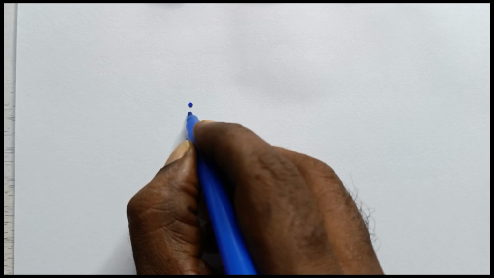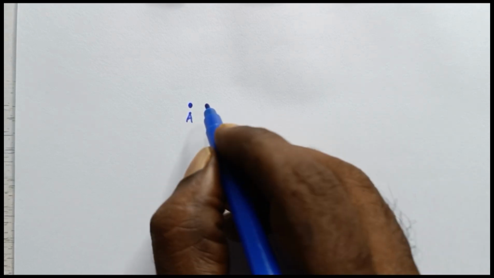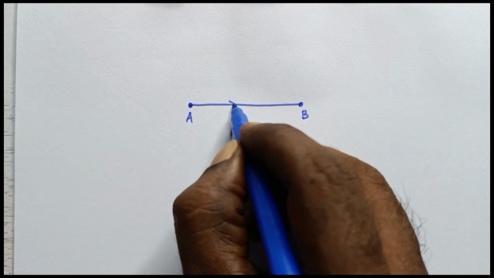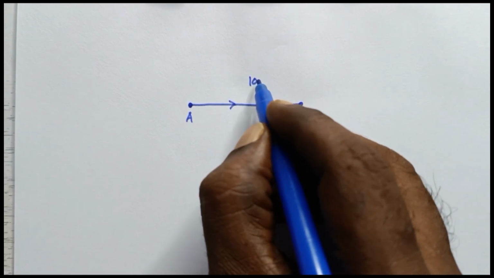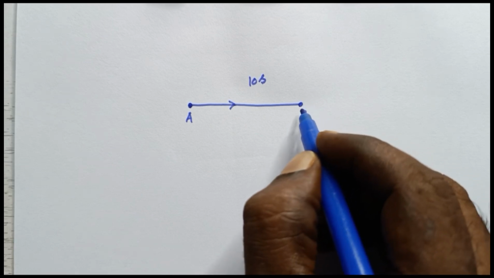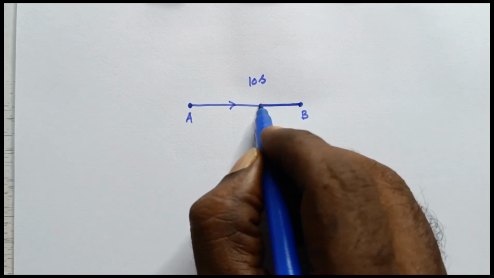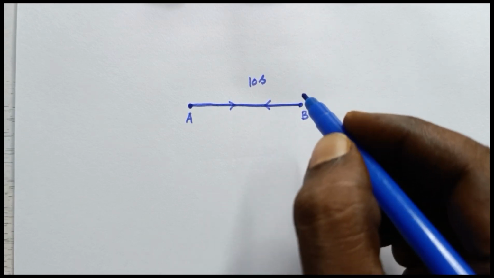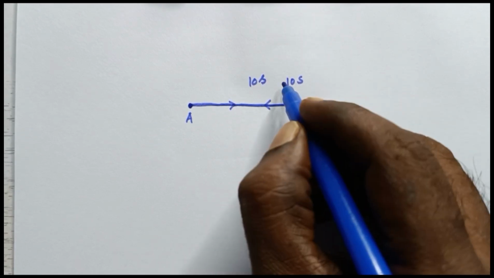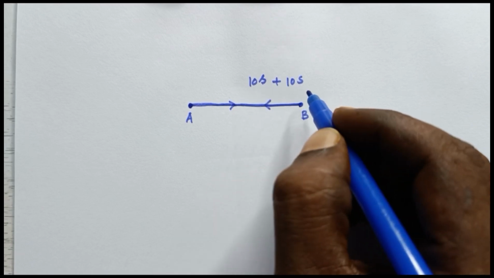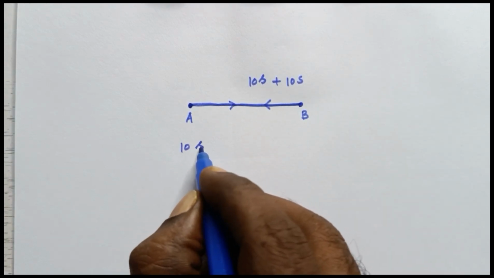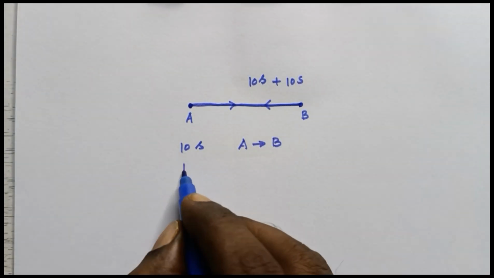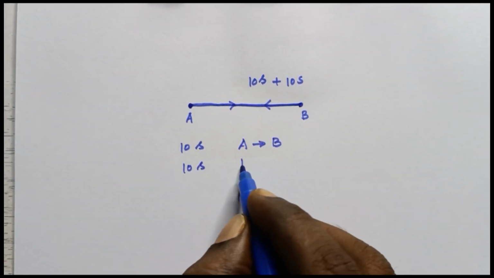This is the initial position of the body. A is the initial position of the body. The body is traveling to the point B like this in 10 seconds. And after that it is again traveling back to the point A like this in the another 10 seconds. So the total time is 20 seconds. In the first 10 seconds the body is traveling from A to B. In the next 10 seconds it is traveling from B to A.